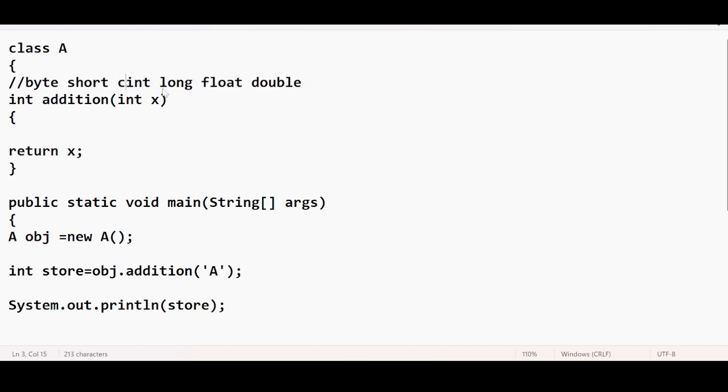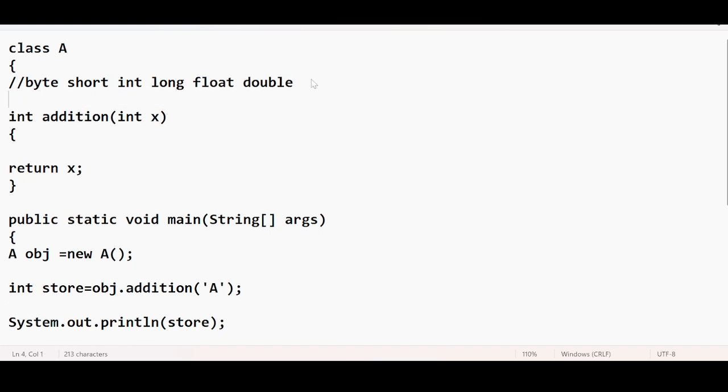Or else I can place the character over here. So character has no relationship with byte and short, so directly the character gets promoted to int. We are passing a character, and it can be promoted to int.